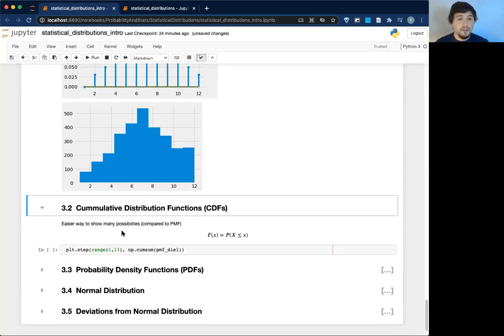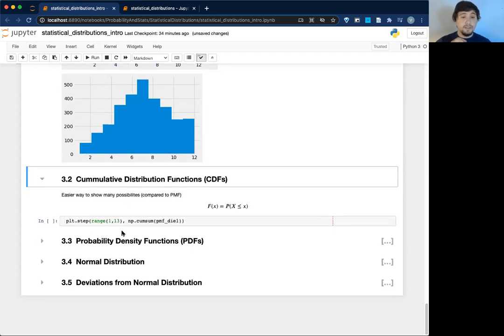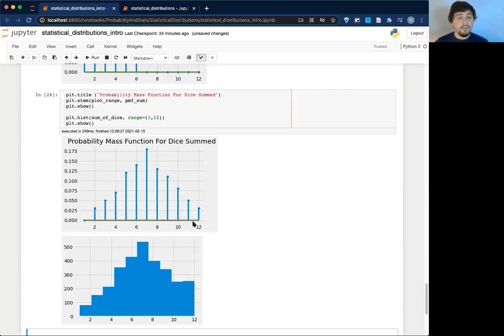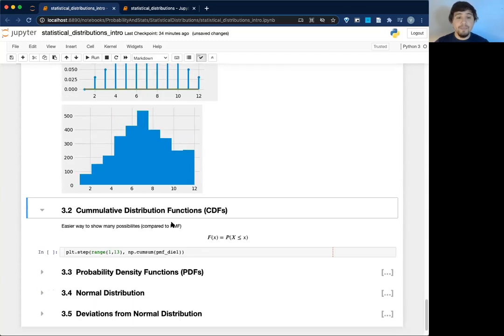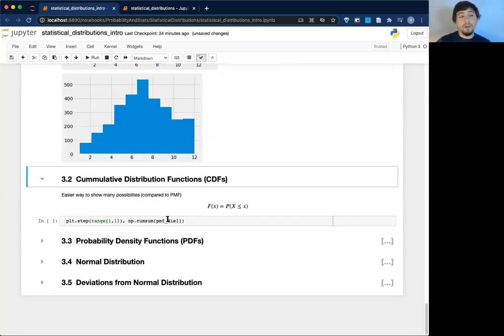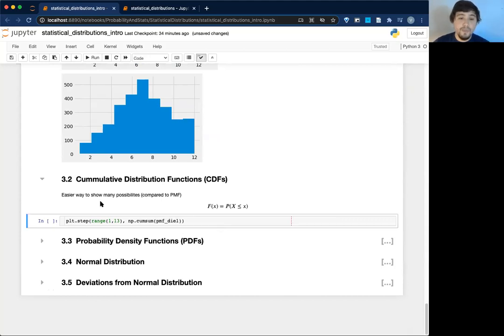All right, so the next distribution function is called a CDF, a cumulative distribution function. I think most people feel pretty comfortable with this. It's what you classically see in school. The CDF is a little bit more difficult to wrap your head around, but it's actually really, really useful. I'm going to show you the function and ask what it means.